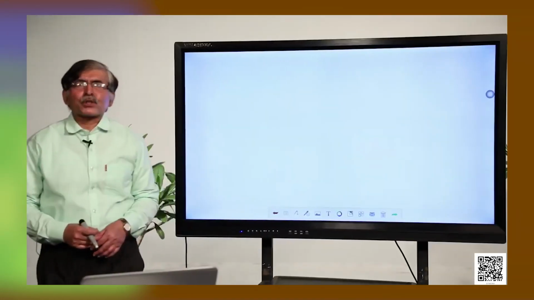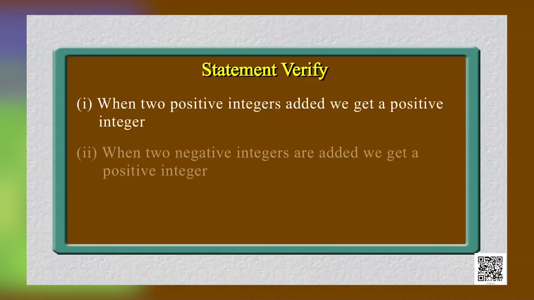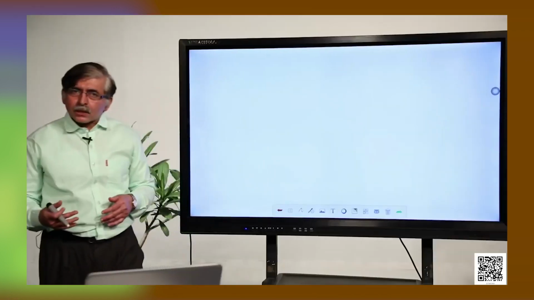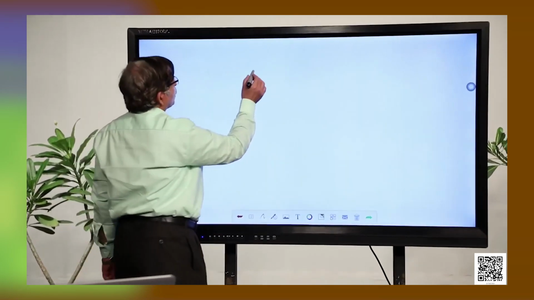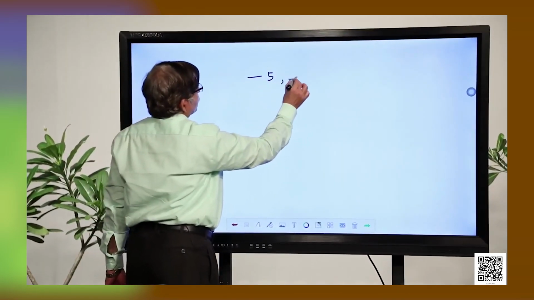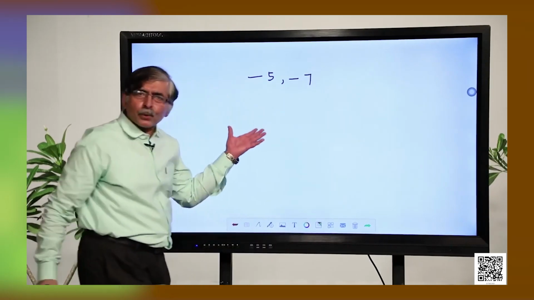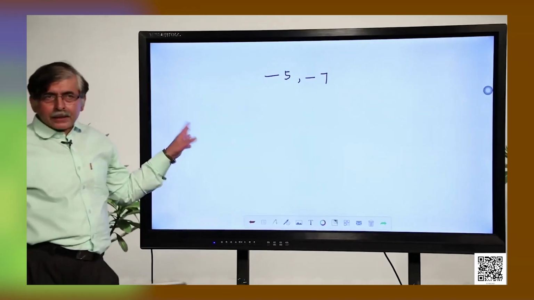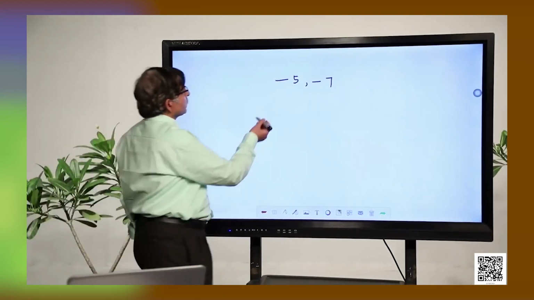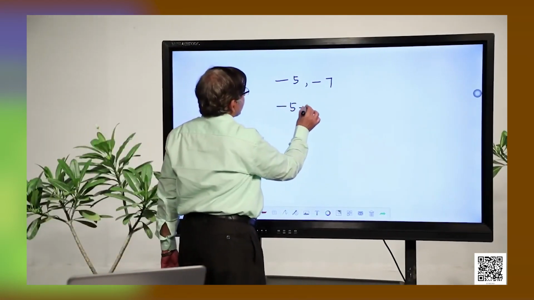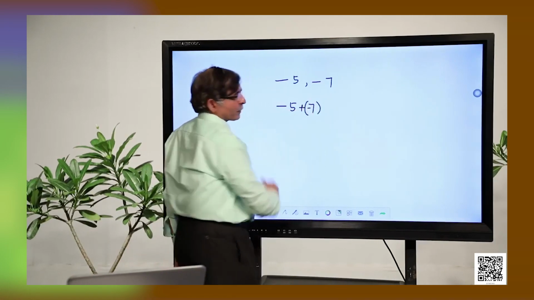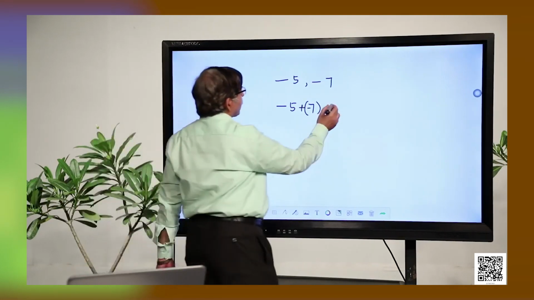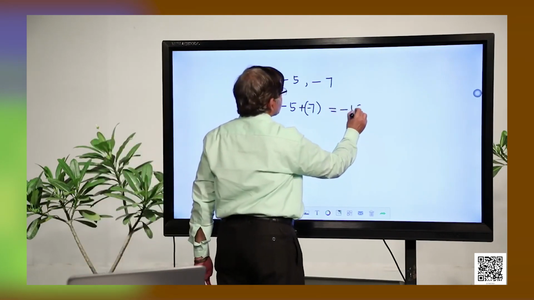Now, we shall check one more statement. This statement is: when two negative integers are added, we get a positive integer. We have to verify whether this is correct or not. So, we have two negative integers. We can take negative integers, minus 5 and minus 7. So, we have to add these negative integers, and what we will get, generally, minus 5 minus 7, because we can add like this. If you add, we may get minus 12.